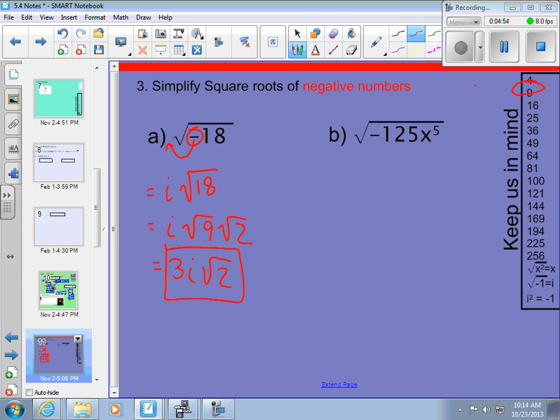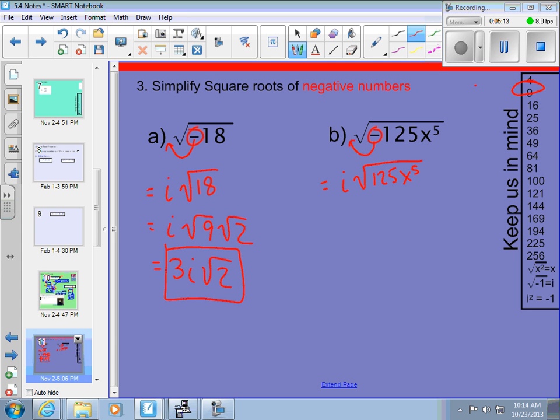Okay. The next one, B. Now this one involves some variables too. That's okay. We still do the same thing. Change this to I, take it out, pull it out as I.